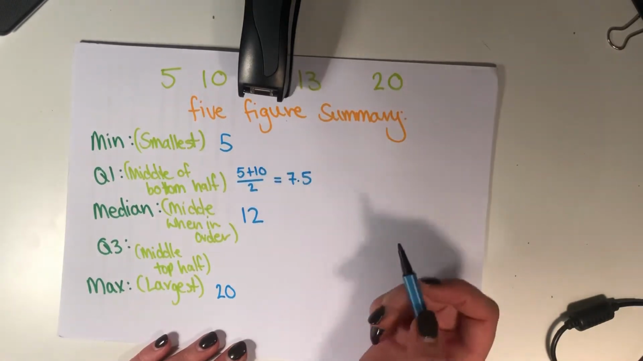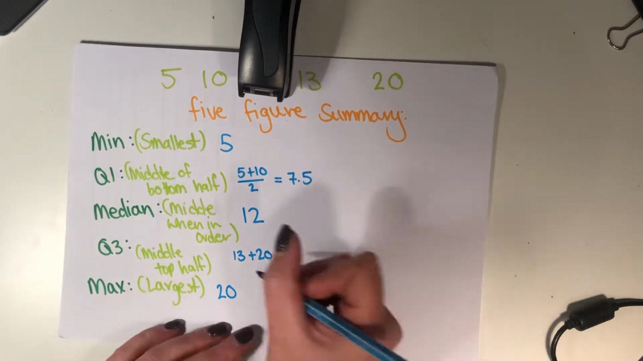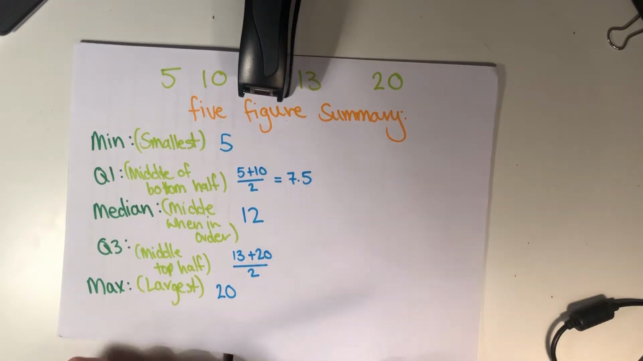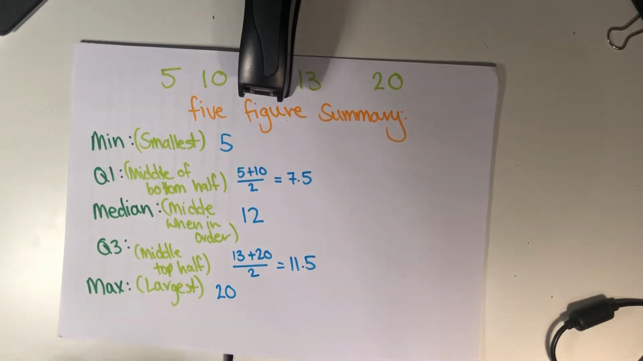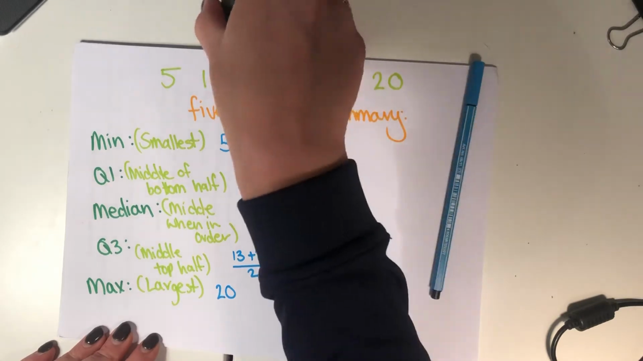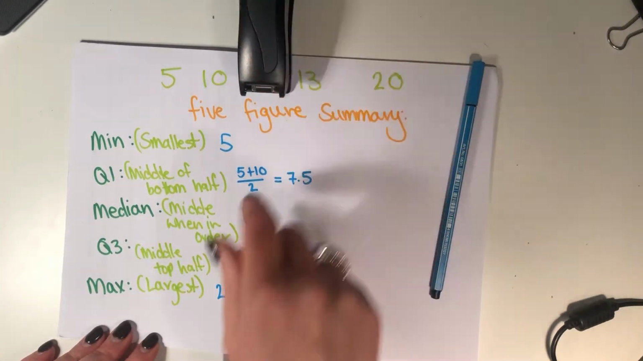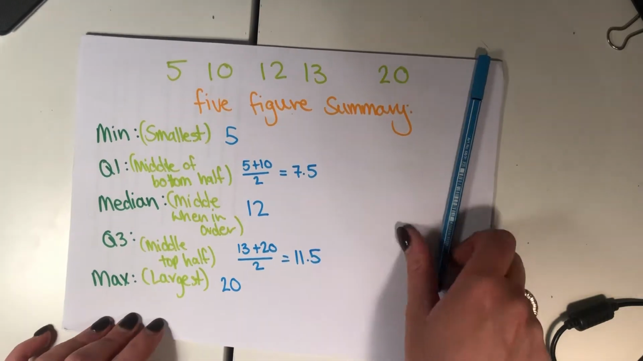My other number here is going to be my Q3, which will be 13 plus 20 divided by 2, gives me 23 divided by 2. 23 divided by 2 is 12.5. No, it's not. It's 11.5. Sorry, 11.5 equals 11.5. So my minimum number is 5. My Q1 is the bottom of my middle half, excluding my median. My median is 12 because that's my middle number. And my Q3 is in the middle of these two. My max is my largest here at 20.